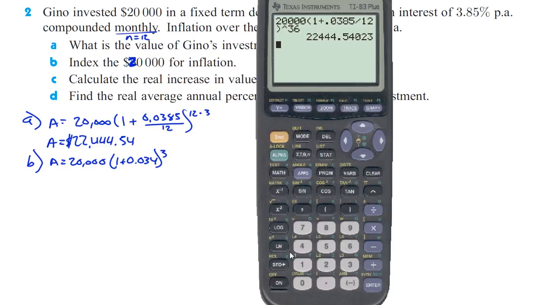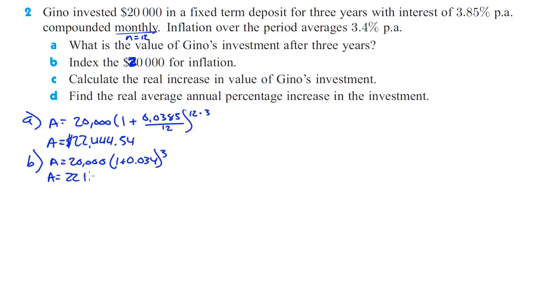So let's figure out what that gives us. So 20,000 times 1 plus 0.034 all to the 3rd power gives us 22,210.15. Okay, so that's how much, what you can buy for 20,000 now, 3 years later is going to cost 22,210.